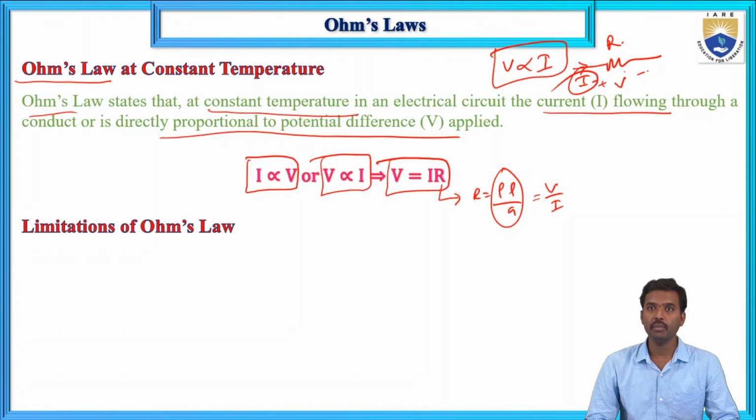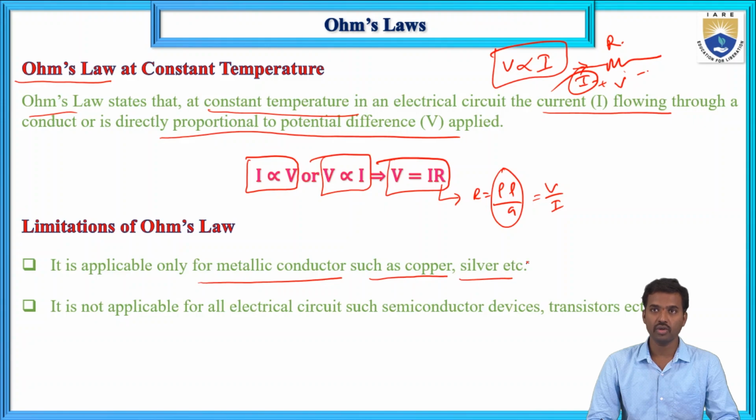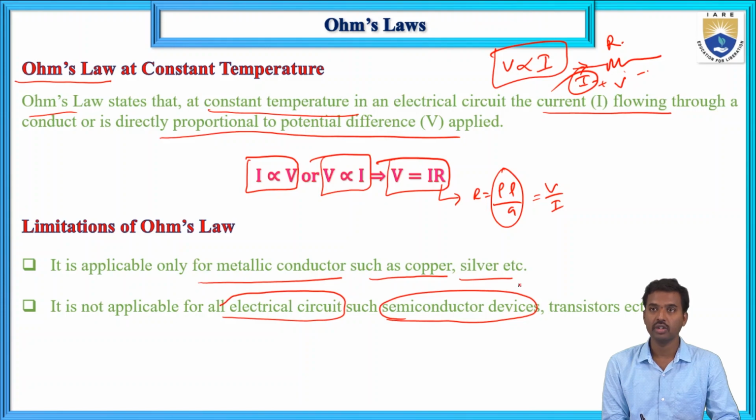Now what are the limitations? There are certain limitations for Ohm's law. It is applicable only for metallic conductors such as copper and silver. The second limitation, which is important, is that it is not applicable to all electrical circuit elements. For semiconductor devices, diodes, and transistors, it is not applicable.